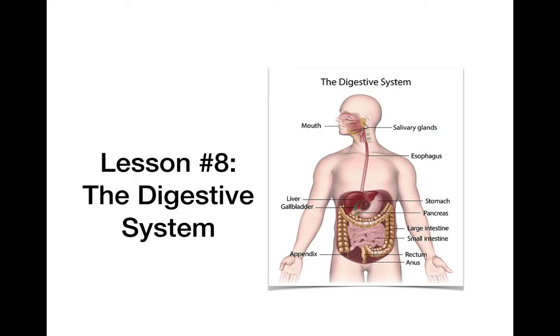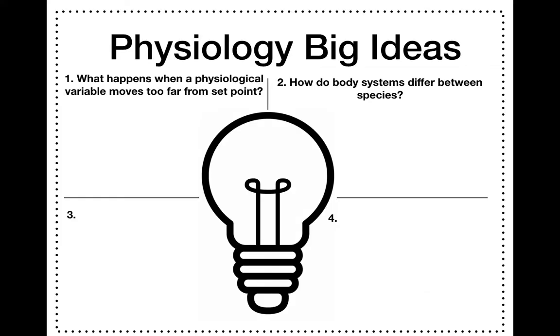Okay, 10th grade, this is lesson number 8, the digestive system. So we'll be applying some of our skills we've been learning about homeostasis and all these kind of ideas together. This is the last lesson in our big idea number 2, so at the end of today's lesson, you should have plenty of examples to add here to your answer of the different body systems between different species.